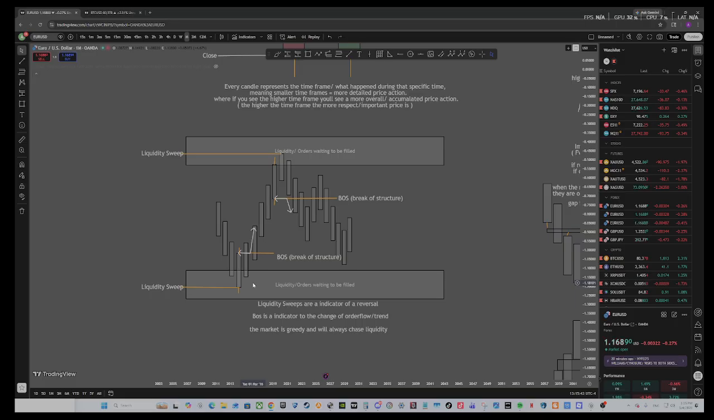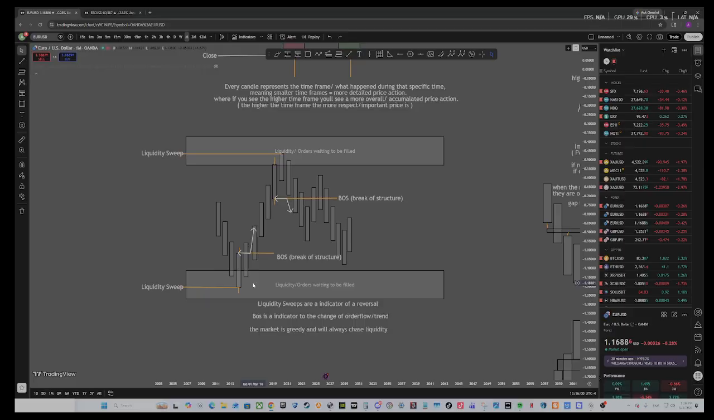What do I mean by that? It changes direction, right? Bam. BOS is an indicator to change the order flow or trend. What I mean by BOS is break of structure. What I mean by order flow is trend. It's just a fancy way of saying the way the market is moving.